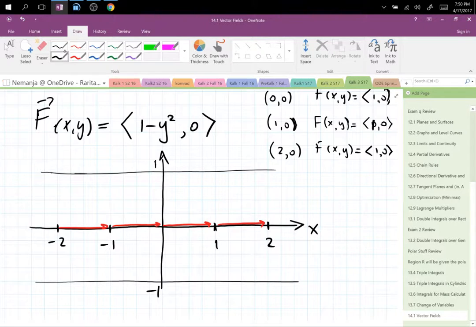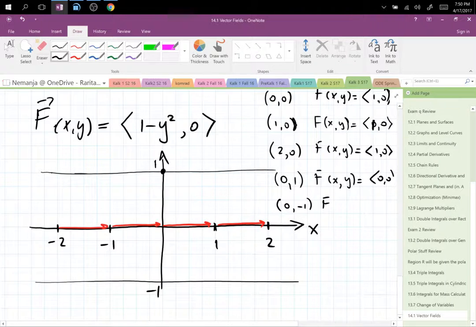Great. Now let's see what happens if I move a little bit away. What happens at 0, 1? 0, 0. Okay. And what happens at 0, negative 1? Same thing because it's squared. Very good. Appears there's no motion. So anytime when y is either 1 or negative 1, there is no motion there, right?